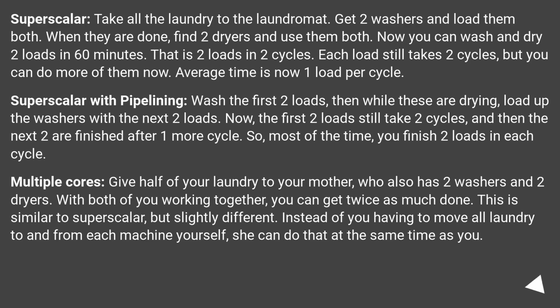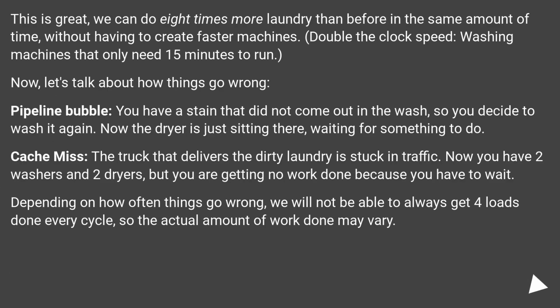Multiple cores. Give half of your laundry to your mother, who also has 2 washers and 2 dryers. With both of you working together, you can get twice as much done. This is similar to superscalar, but slightly different. Instead of you having to move all laundry to and from each machine yourself, she can do that at the same time as you. This is great. We can do 8 times more laundry than before in the same amount of time, without having to create faster machines. Double the clock speed, washing machines that only need 15 minutes to run.